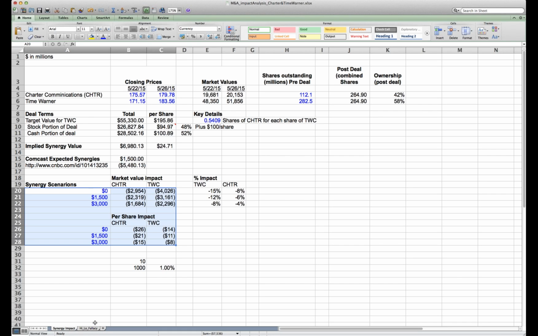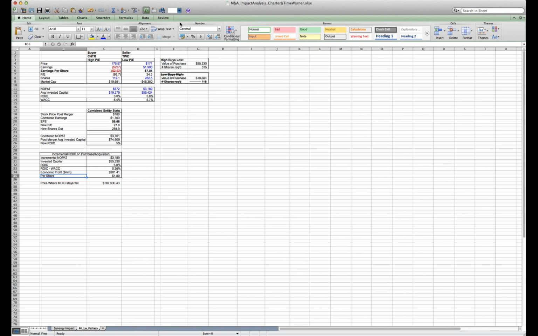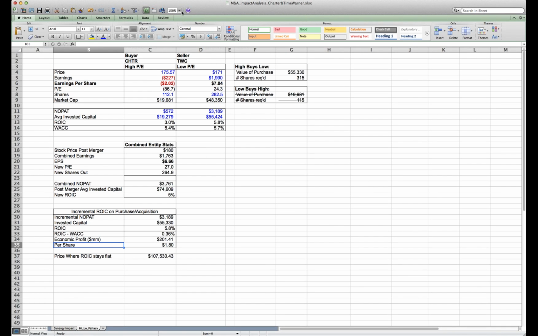And I came to realize it when I reviewed my HighLow Fallacy model, which is a model that I put together for another webinar I did called the HighLow Fallacy for acquisitions, which basically shows that whenever a high PE company buys a low PE company, for the combined company, you've always got higher earnings per share. So it's always accretive, right? Now, this is a different situation because Charter had a negative PE, all right? But what it revealed when I went through the numbers on these guys is that Charter is actually terribly unprofitable as a business. Their return on invested capital is just 3% compared to a weighted average cost of capital of 5.4%.